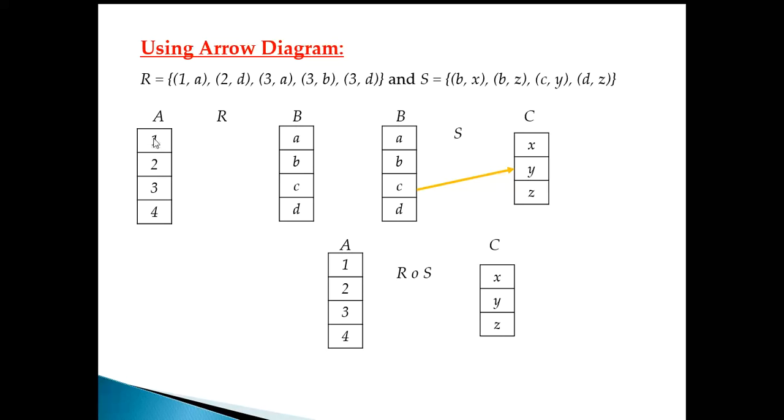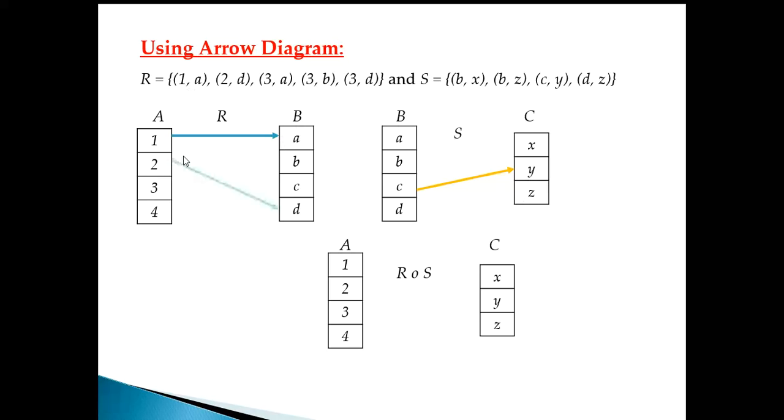So A elements are 1, 2, 3, 4 and C elements are X, Y, Z. Now let's see how we can compute R composition S. First, according to relation R, 1 is related to A, right? Now check here, A is in S's set. Is A related to anyone? No. A is not related to any element of X, Y, Z. So we have to leave this.